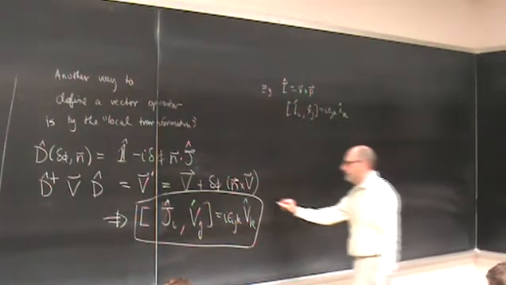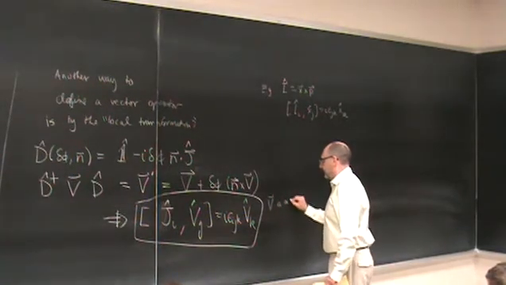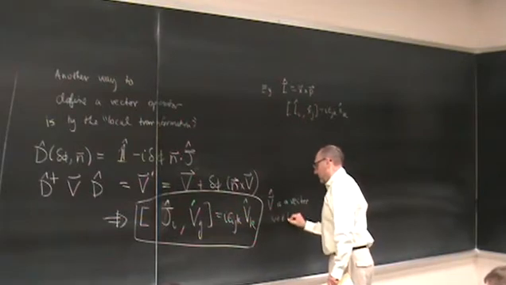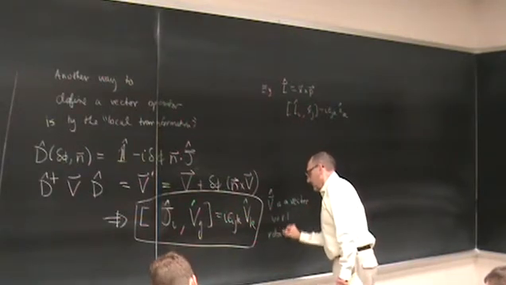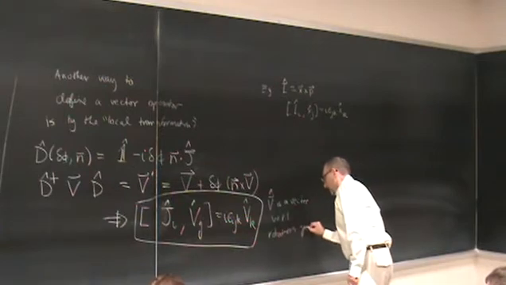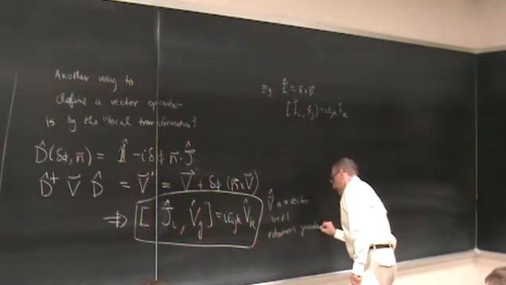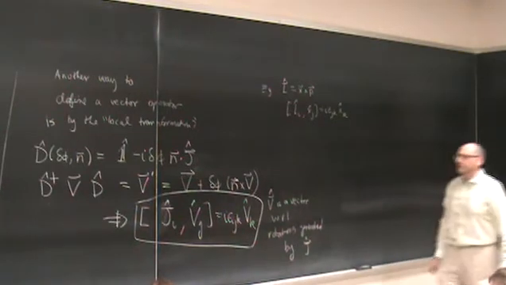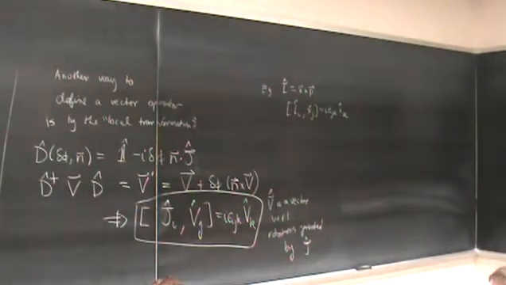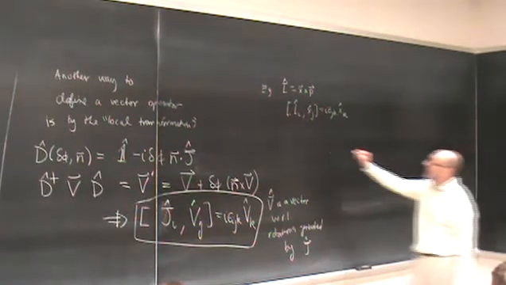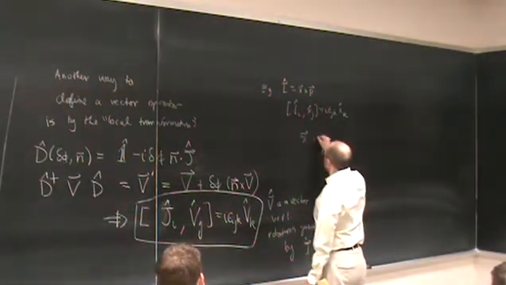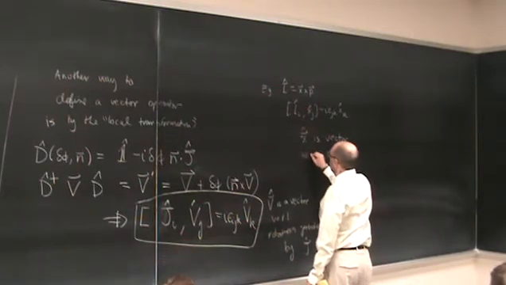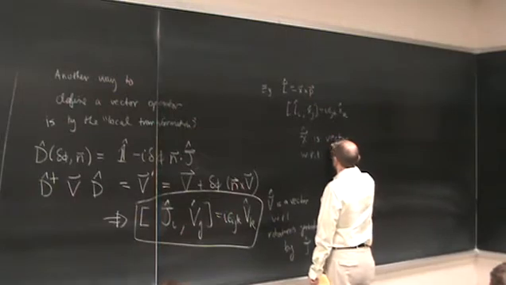Okay, so we say V is a vector with respect to rotations generated by J. So this is an example where x is a vector with respect to L.